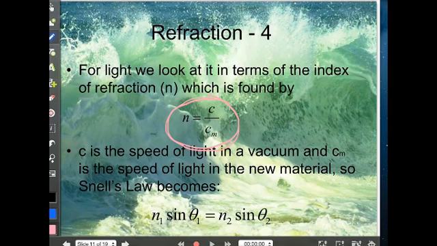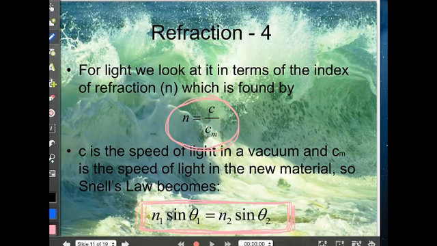Now, if we factor this idea of index of refraction into our Snell's law equation, we can turn it into n1 sine theta 1 equals n2 sine theta 2. And again, the n is the index of refraction, and so n1 is the index of refraction of medium 1, and n2 is the index of refraction in medium 2. And so now we can relate the two based on that. And again, realize that the n is simply that ratio of the speeds in the two mediums.